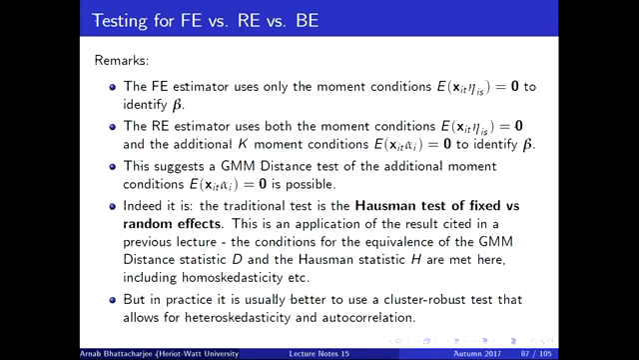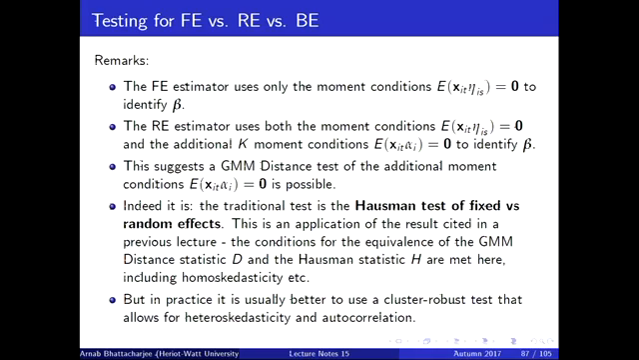So what does the fixed effects estimator do? It uses only this one, the first one. What does the random effects estimator do? It uses both. But if both of those conditions were valid, in particular if the second one were valid, then random effects is more efficient, right, than fixed effects. Whereas fixed effects is consistent under both sets, right? So whether the second one is valid or not, so long as the first one is valid, fixed effects is consistent.